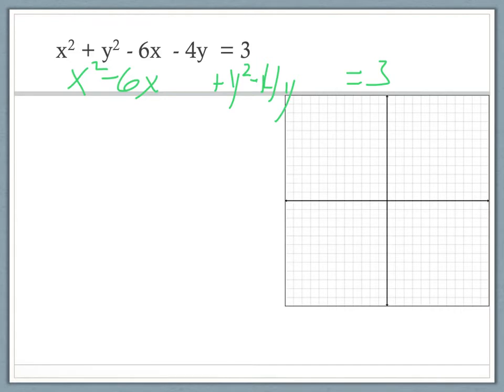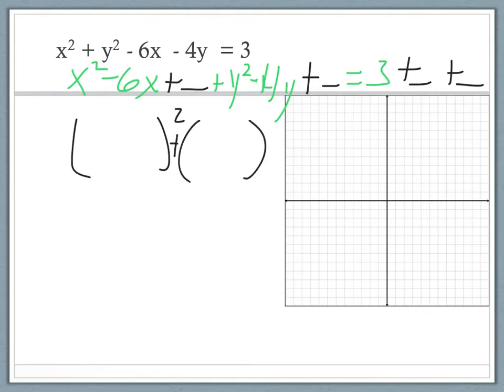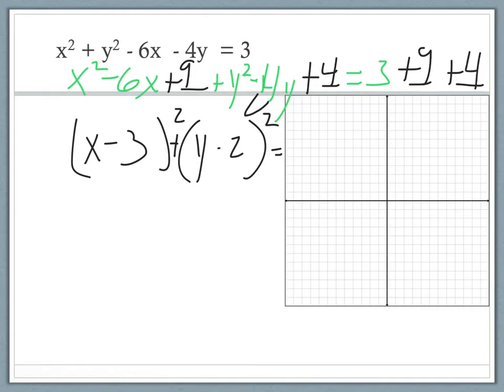Now, we know that we're going to have to do plus blank, and if I do it to the left side, I have to do the same thing to the right side. So let's go ahead and set this up. I always set this up so that you know where you're going to fill in your blanks. Okay, so half of -6 is -3, so (x - 3)², which will be 9. Then I have (y - 2)², because half of -4 is -2. Squaring that is going to be 4. Okay, so if I added 9 to one side, I have to add it to the other side. If I added 4 to one side, I have to add it to the other side. Okay, now 3 plus 9 plus 4 is 16.